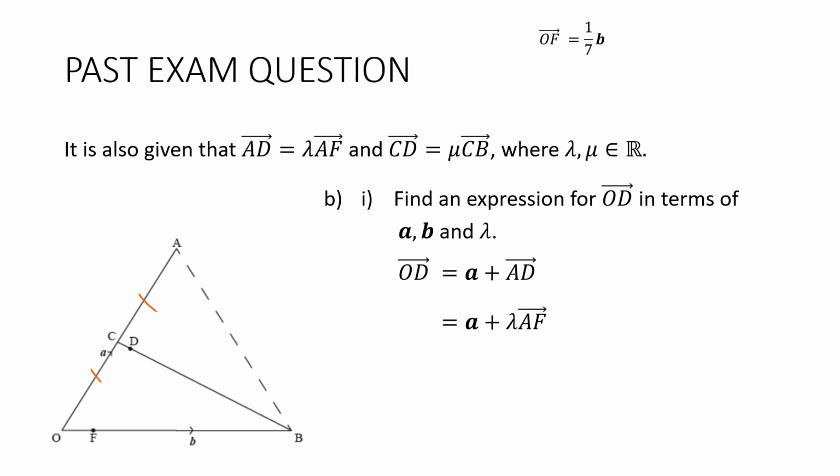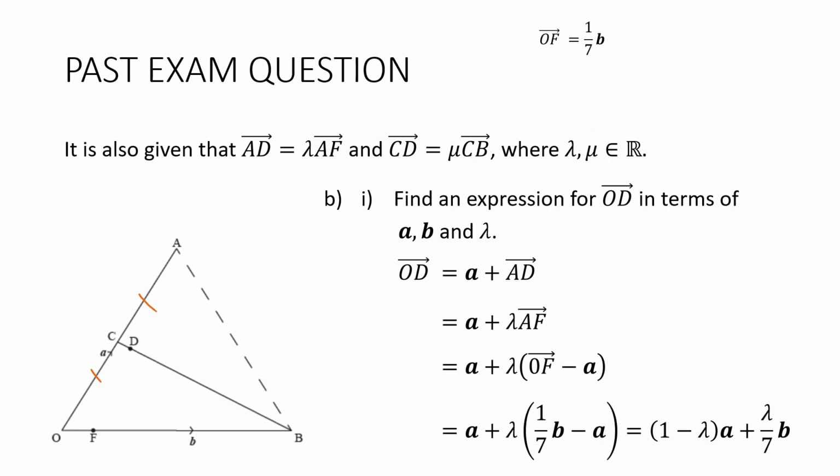Now AF is here. It is equal to OF take away A. And we figured out OF in the first part, so substitute that in, tidying it up. We have 1 minus lambda times A plus lambda on 7 times B.